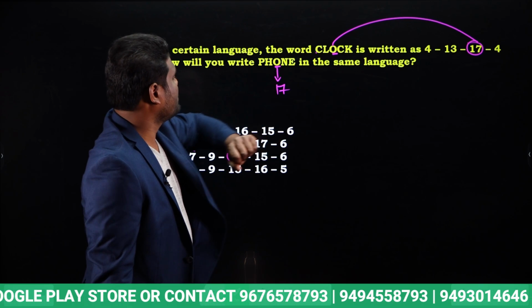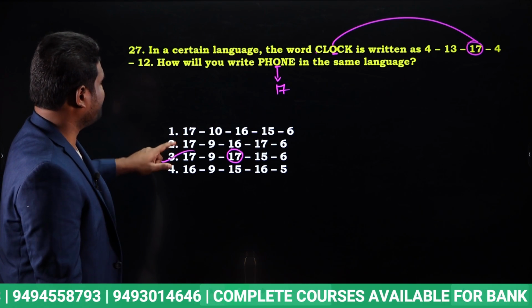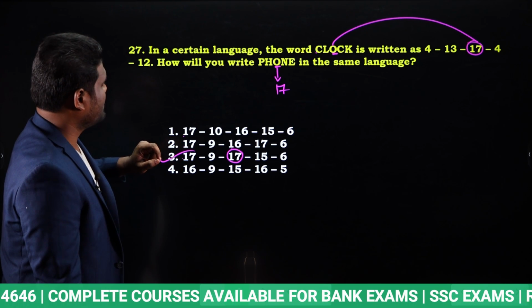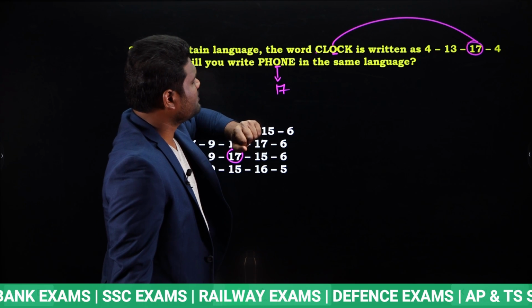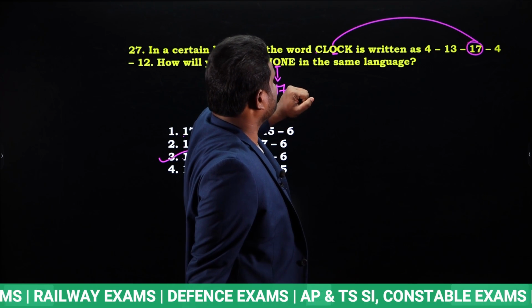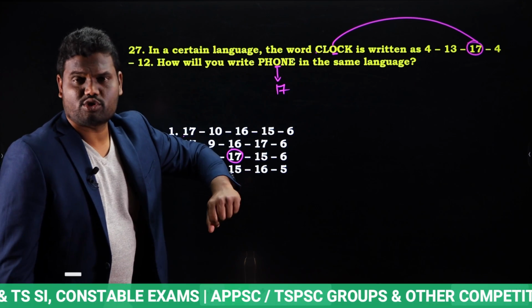C is 3, 3 plus 1, 4. Similarly, P means what? P means 16. 16 plus 1, 17. Look, 17. Yes or no? Like that. L means what? L means how much? L means 12. 12 plus 1, 13. Yes or no?